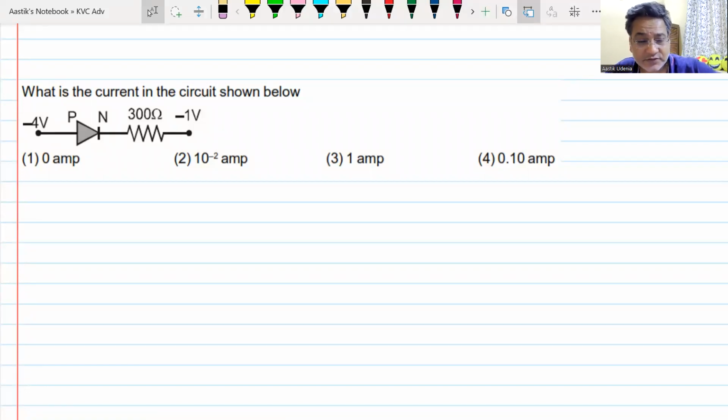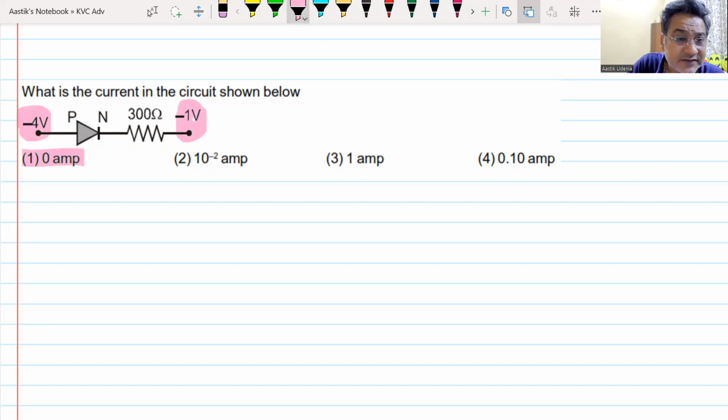Why is the answer option 1? Because it is in reverse bias, my dear friends. It cannot conduct whatever we do. This diode cannot conduct, and therefore there could not be any current flowing in the circuit. Everyone is able to understand this?